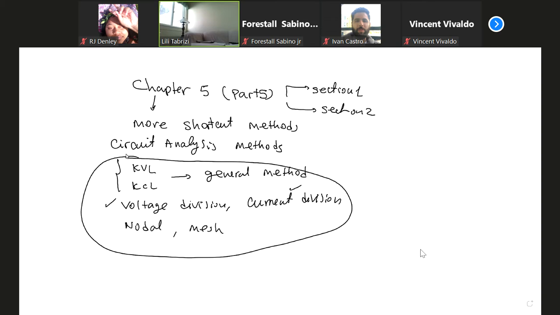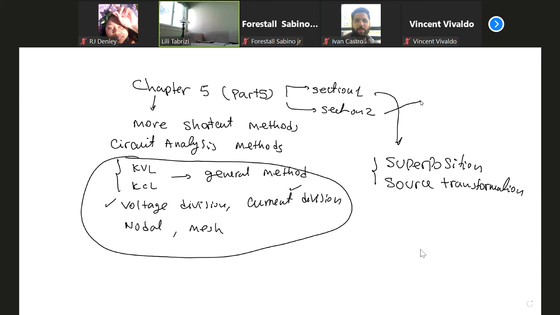There are 2 additional circuit analysis methods that we cover in chapter 5, section 1. One of them is called superposition, and the other one is called source transformation. With these 2 methods, we cover almost all the shortcut circuit analysis methods available. Source transformation especially is a very useful technique, as you will see when we go through examples.